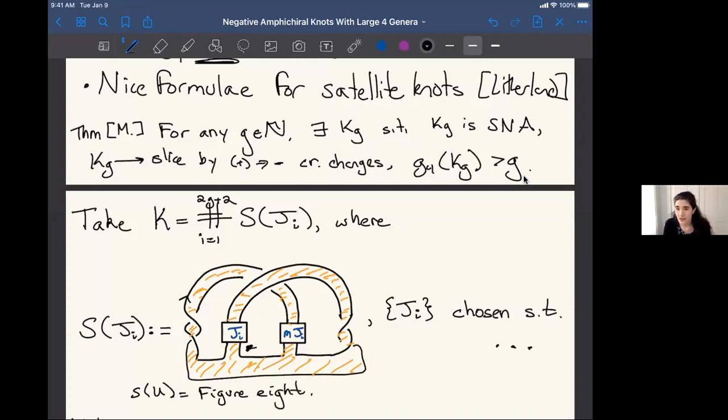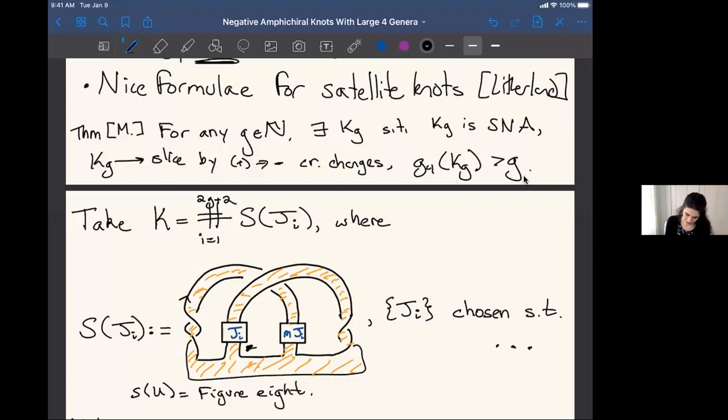So these are generalizations of the figure 8. And they're carefully chosen generalizations. In particular, S of JI is always strongly negative amphichiral. And you can see that from the same picture as was used for the figure 8 knot. If you modify this diagram a little bit, you can do the rotate and reflect trick.